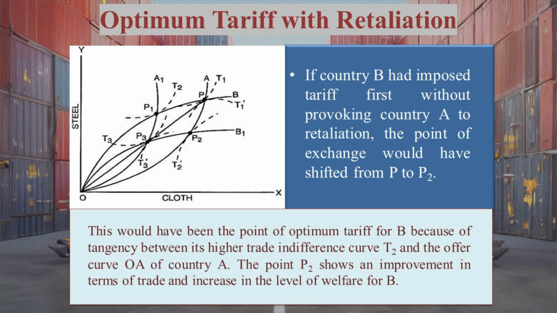So in earlier cases, country B does not retaliate and the welfare gain was only for country A, and terms of trade improved for country A only. But here we have seen that country B is also getting improvement in its TOT and level of welfare. So optimum tariff with retaliation, we are continuing.